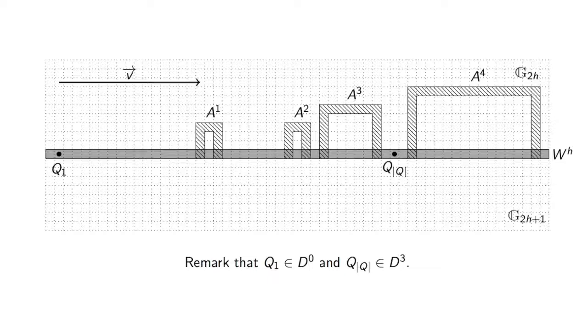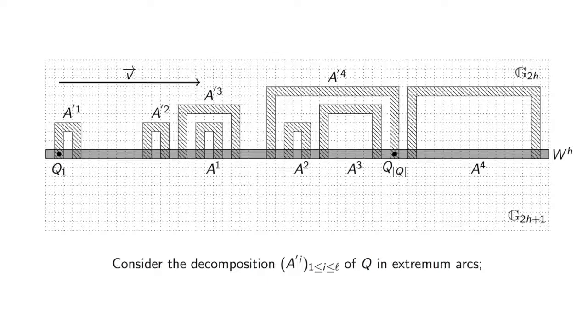Now, note that the path Q starts in D0 and ends in D3. Then by the result of video 17, the arcs A1, A2 and A3 are dominated by the path Q. More precisely, consider the decomposition of the path Q in extremum arcs. We obtain 4 arcs A'1, A'2, A'3 and A'4. Remark that arc A1 is dominated by arc A'3 and that arcs A2 and A3 are dominated by arc A'4.